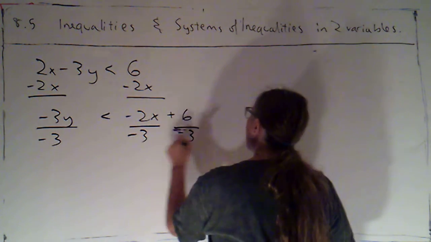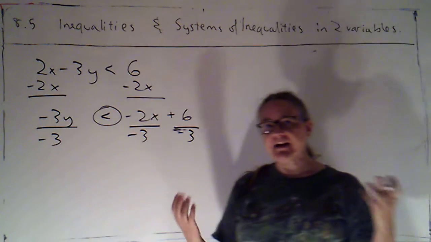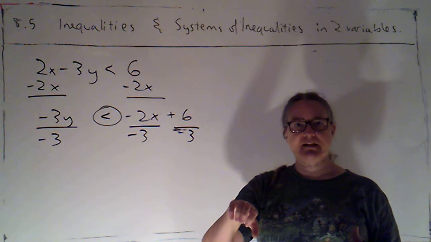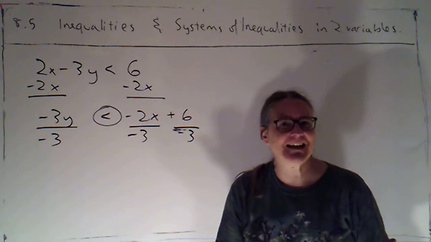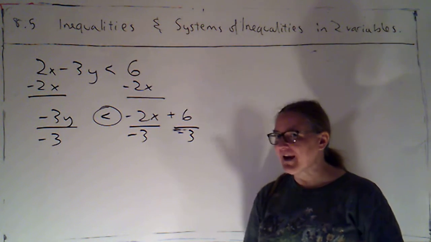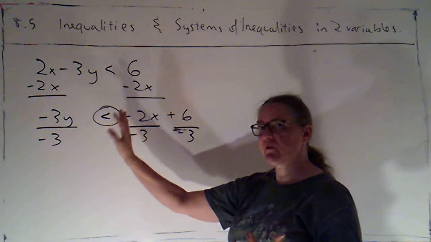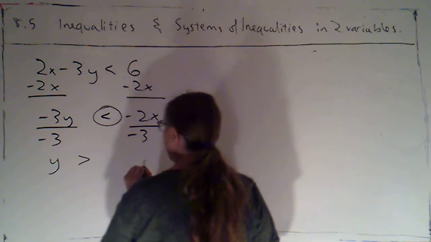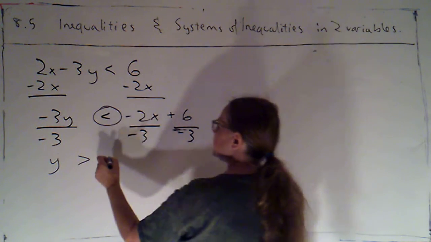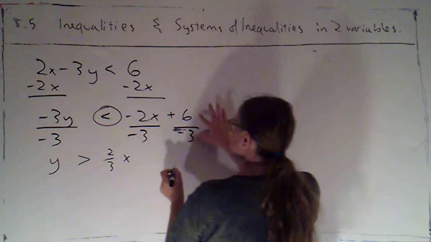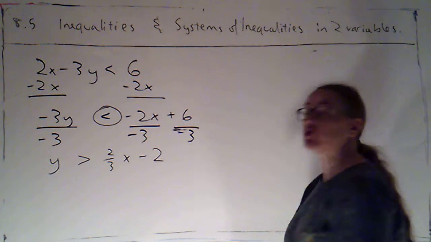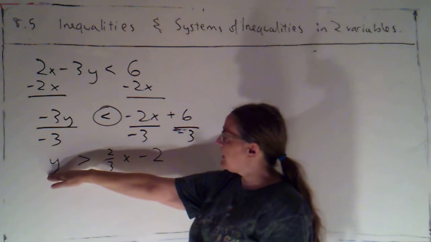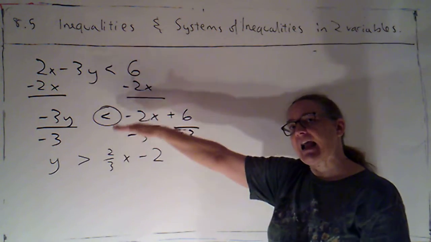Now with inequalities, I want to remember that if I divide by a negative, that's going to reverse the inequality sign because that's changing the signs of everything. So if I multiply by negative 1, I'm reversing the relationship here. So y is bigger than, here these two negatives cancel, 2/3 x, and here this will simplify to minus 2. Notice in getting y by itself, the inequality sign changed.